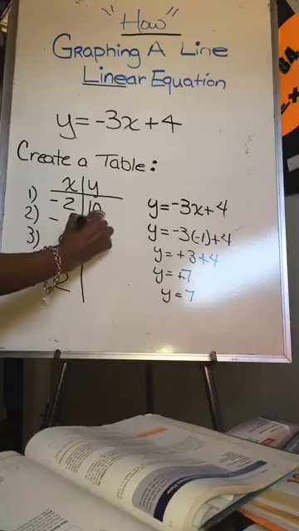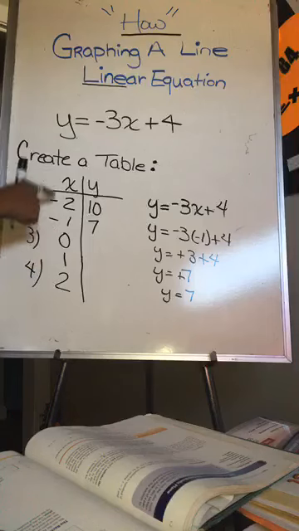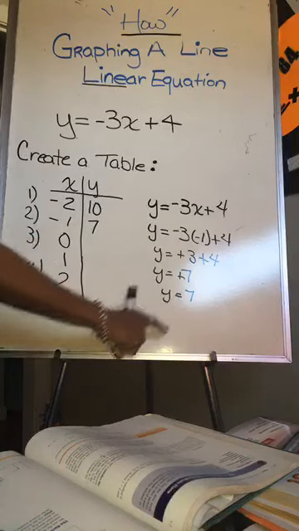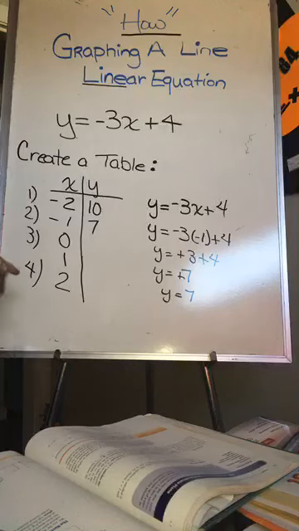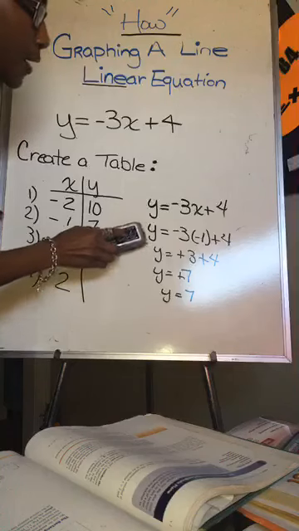All right, so now we just put it here on our table. So when we plug in -1 for the value of x, we come out with the result of 7. Okay? So we'll keep doing this until we fill in the chart. All right?